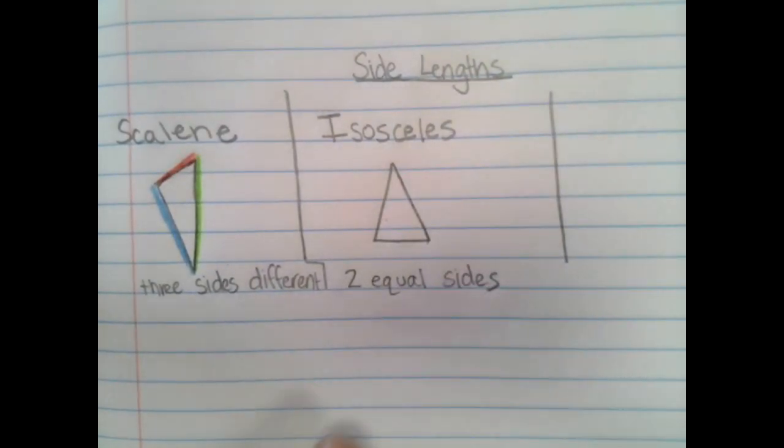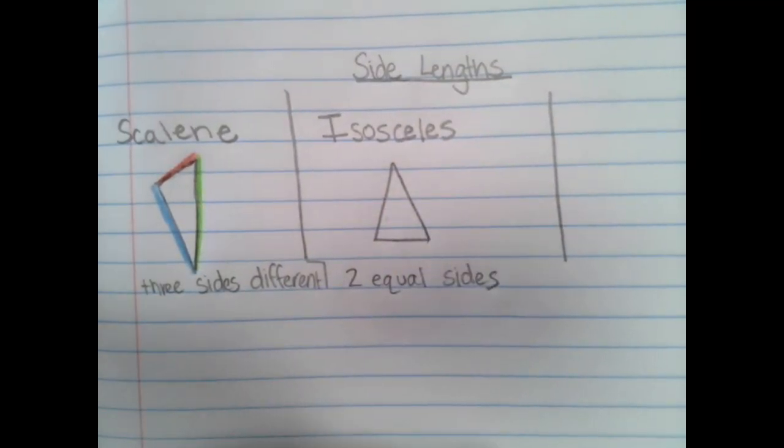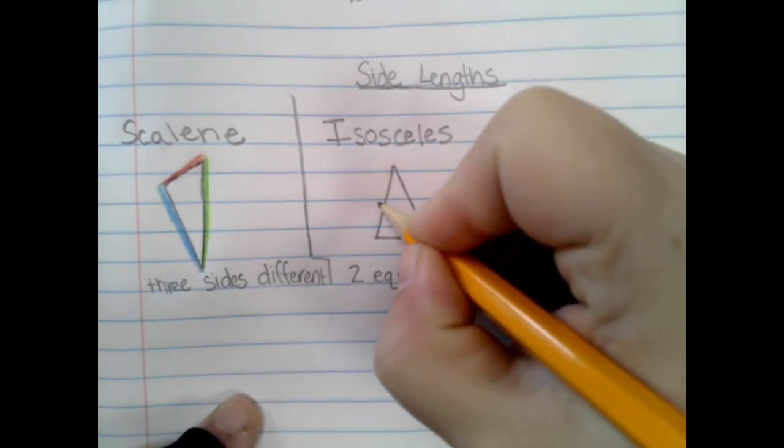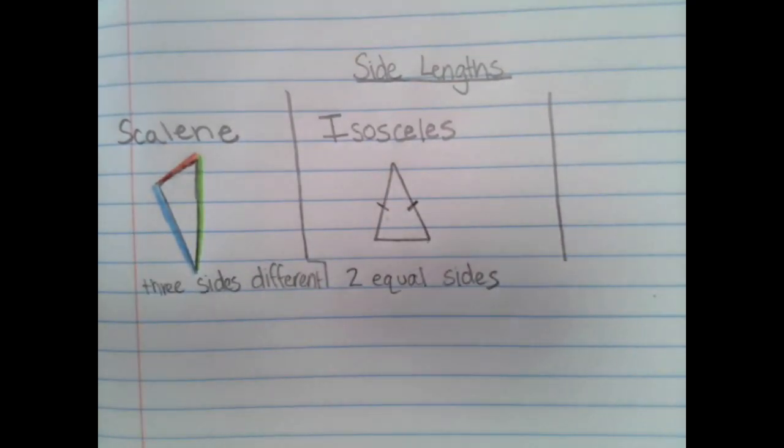So if we're going to have 2 equal sides, we can mark them. Does anyone remember, how do we mark 2 segments the same? Angles, we use the arcs. What do we do for segments and lines? A tick mark. Good. So a tick mark and a tick mark. So those sides are the same.